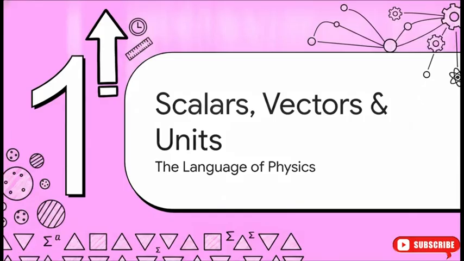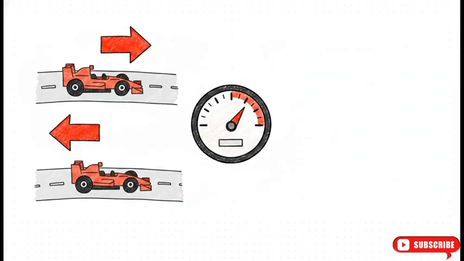Starting right off with Section 1, Scalars, Vectors, and Units. This is the language of physics. Before we even think about picking up a physical instrument in the lab, we absolutely must understand the foundational rules of reality. These are the underlying rules that dictate how we describe literally everything in the universe. And the most crucial starting point is understanding the fundamental difference between a scalar quantity and a vector quantity. Think of a scalar quantity as having magnitude, which is just a fancy word for size and nothing else. A vector, on the other hand, has both magnitude and a specific direction.